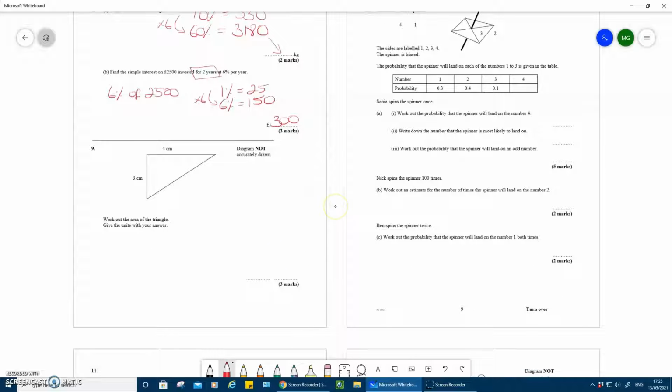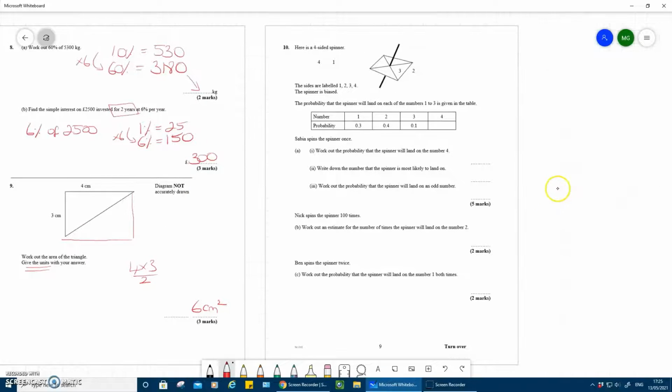Question number 9, find the area. Remember, the area of a triangle is base times height divided by 2. If you imagine a rectangle, 4 times 3 is a rectangle, and then we're going to halve it. So 6, and it does say give your units, so you'd lose a mark if you didn't, 6 centimetres squared.